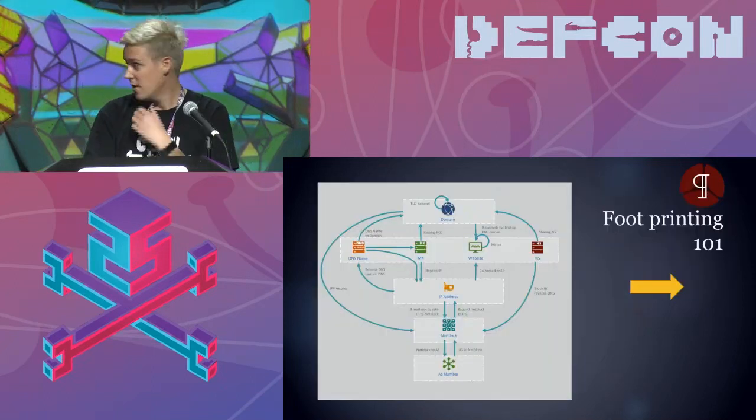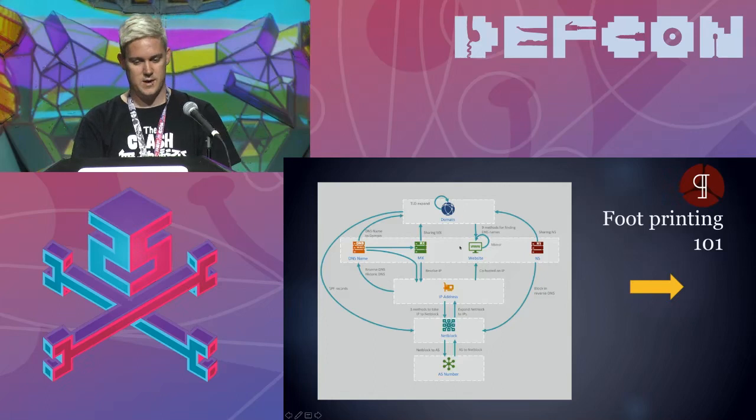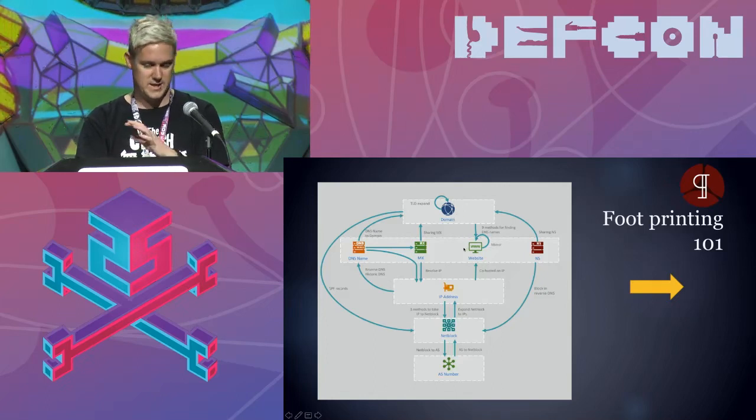Okay, so a quick footprinting 101. If we do a footprint on an organization, I start with a domain, and I get DNS names, IP addresses, net blocks, and AS numbers.